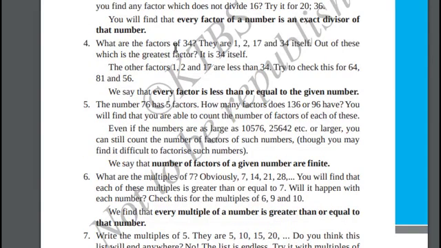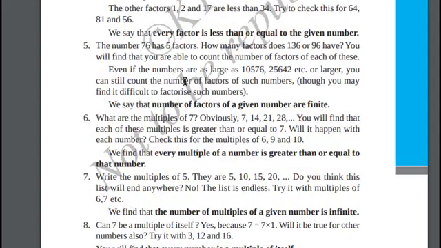What are the factors of 34? The factors of 34 are 1, 2, 17 and 34 itself. Out of these factors, 34 is the greatest factor. Every factor is less than or equal to the given number. A factor of 34 cannot be greater than 34. The number of factors of a given number is finite. Take any number, there exist finite factors.